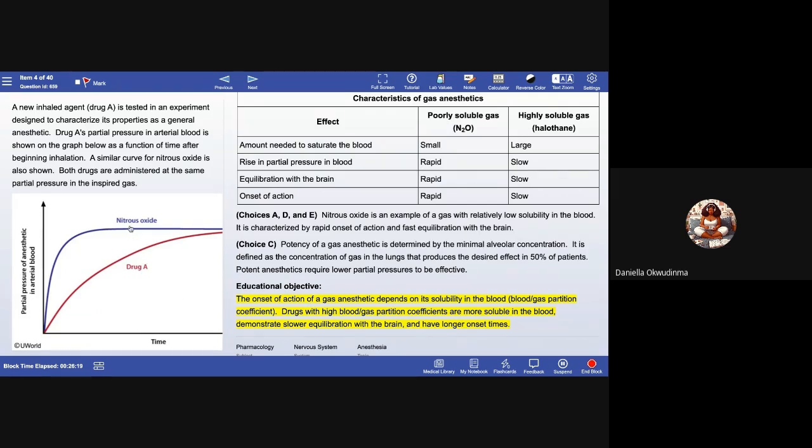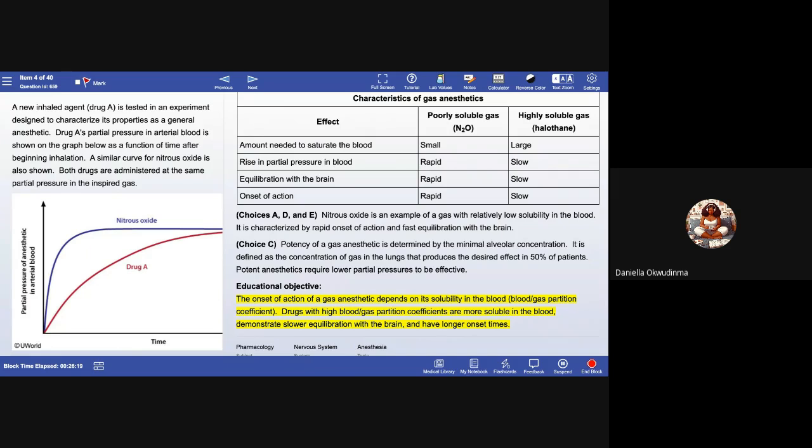Looking at the graph, you can see it's the time. The equilibration with the brain will be rapid in nitric oxide, but it's going to be slow in halothane. And the onset of action in poorly soluble gas like nitric oxide will be rapid, but it's going to be slow in halothane. Do you understand the onset of action? Options A, D, and E are literally the effect of nitric oxide.